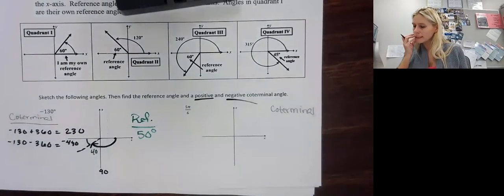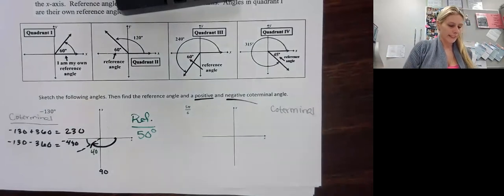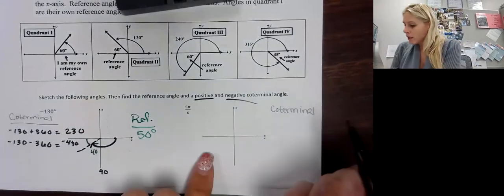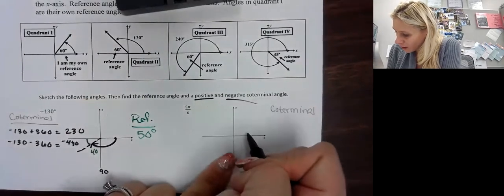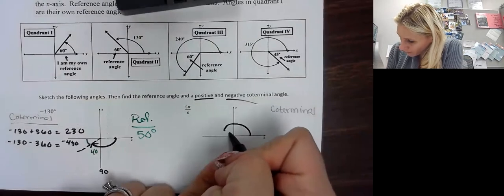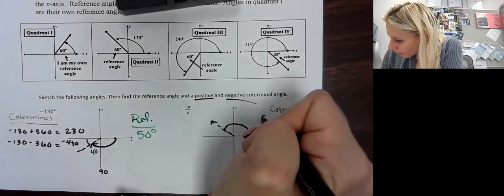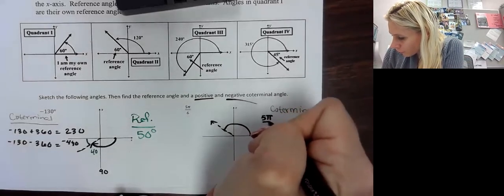All right, one more, guys. Oh, we're doing it in radians. 5 pi over 6. That's close to 1 pi, huh? Well, it's close, but it's not there. So we know it's counterclockwise. We're over here. Okay, so 5 pi over 6.